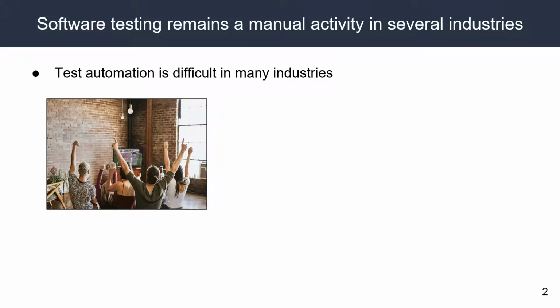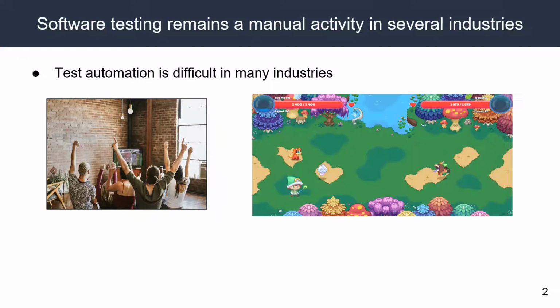Software testing remains a manual activity in several industries, and one of the main reasons for that is because automating tests is something that's very difficult. For example, how do we automatically test if players are having fun or not in a game, or if a level is too easy or too difficult? And also, from a visual testing perspective, how do we automatically verify if an object in a frame looks exactly like what it is supposed to look like?